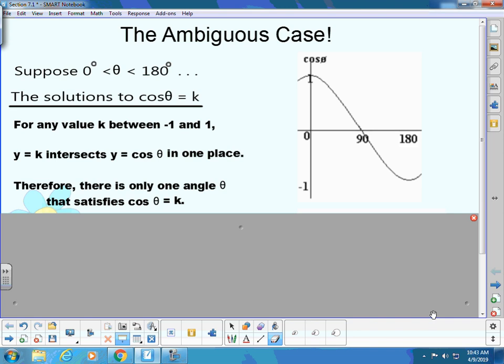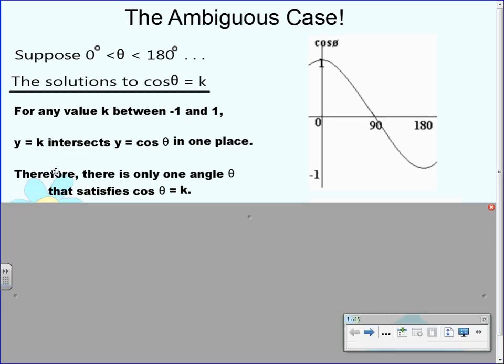Okay, this is our video for section 7.1, Law of Sines, day 2. In this lesson, we're going to talk about the special case of law of sines, which is the ambiguous case.